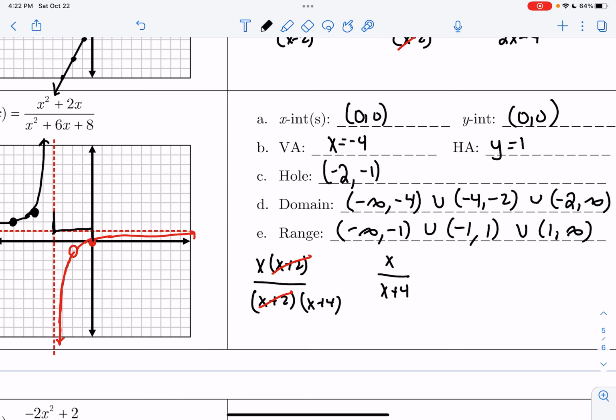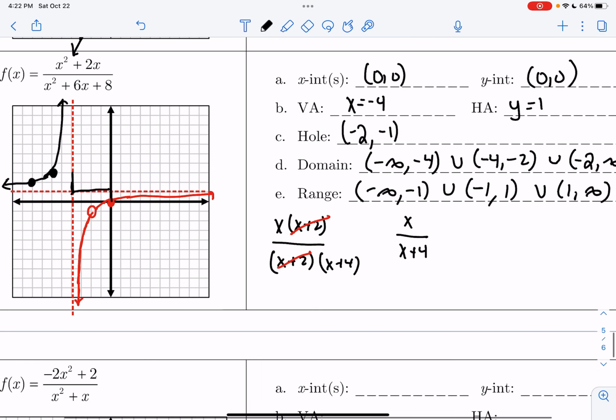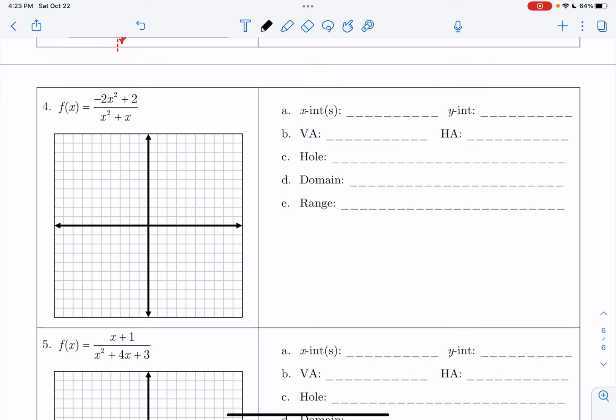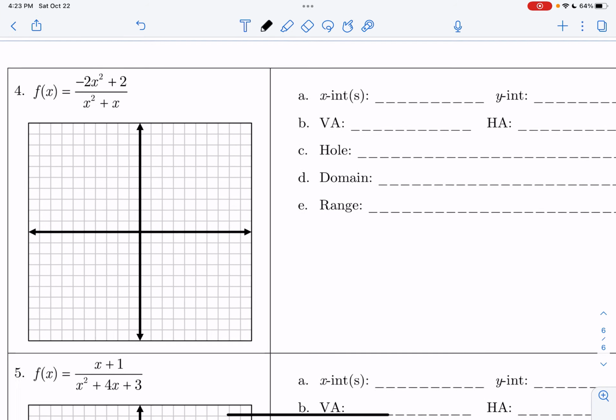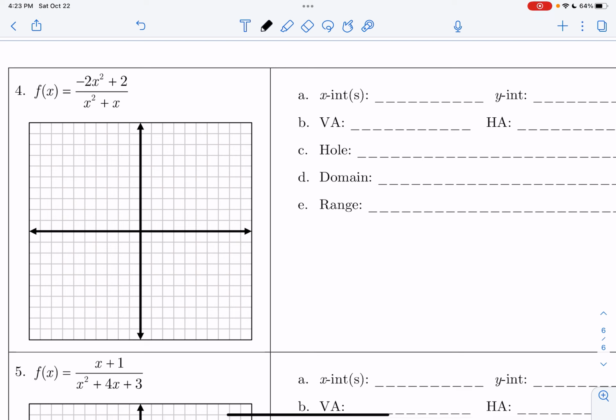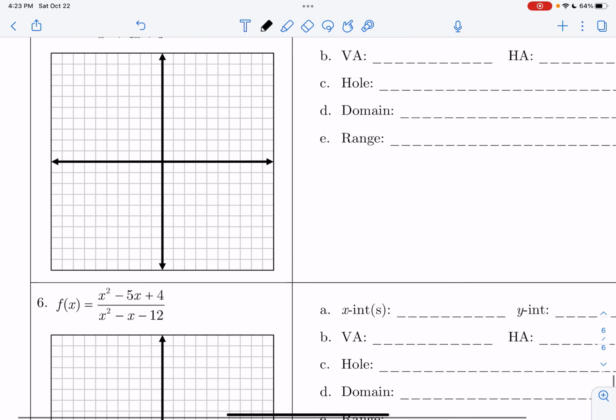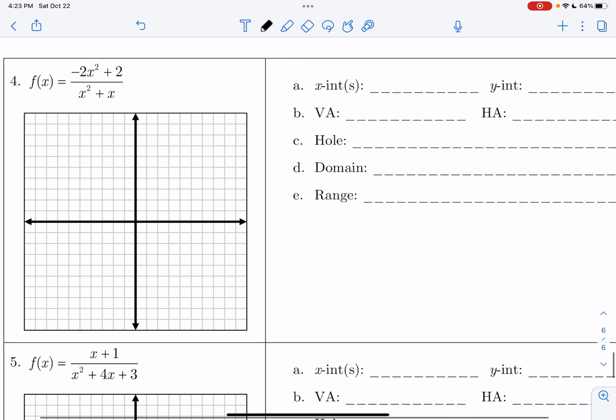Go ahead and pause this video and attempt maybe number 4 before I give you the graph for number 4. So pause this video, try it on your own, factor it, do all of that good stuff, and then check your answers by playing the video. I'm not going to do 5 and 6, but the key is posted on Canvas.